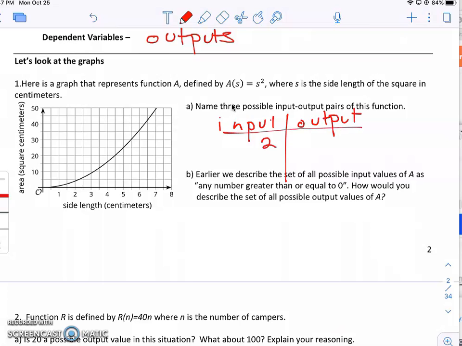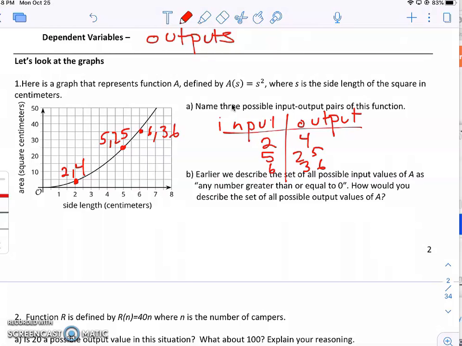So we said if an input was 2 right here, that would go with 4 because you're squaring it. So there's the coordinate 2, 4. 5 would go with 25. There's the coordinate 5, 25. And 6 could go with 36. And here's the coordinate 6, 36.